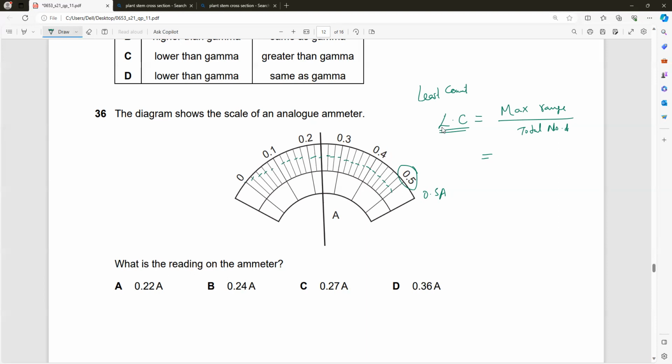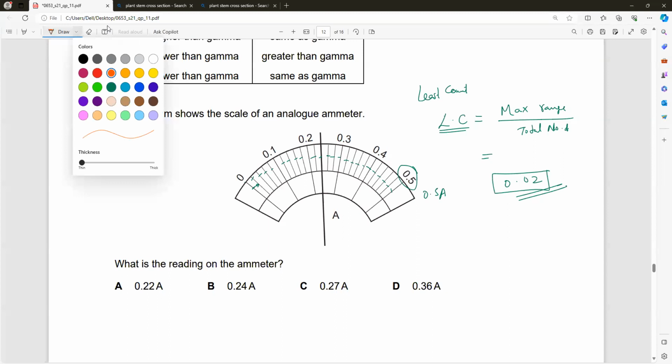25. So now what is the maximum range? Maximum range is 0.5 divided by 25 or 24? 25. So what is one division, one line? Suppose the ammeter reading moves from here to here, which is indicating 0.02. That is the least current we can measure with the help of this ammeter.